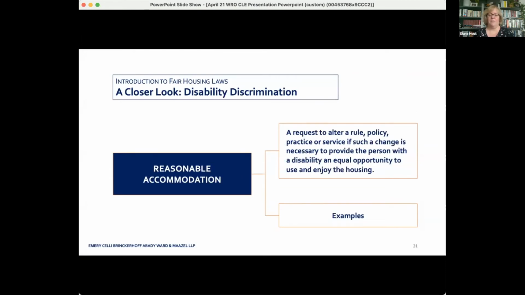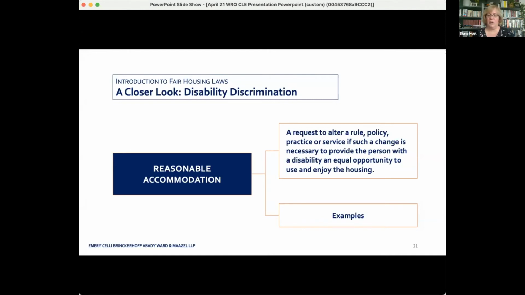In addition to all the requirements that Emma went through with you, all of the protections on renting and buying real estate, different terms and conditions, being told the truth about what's available to rent, and in the loan context, obtaining a loan, all of those apply in disability. But in addition, there are three kinds of prohibited conduct that are just in the disability context.